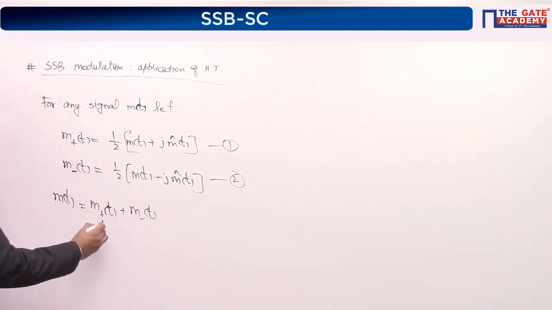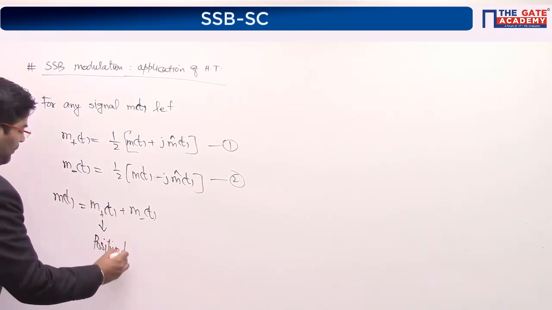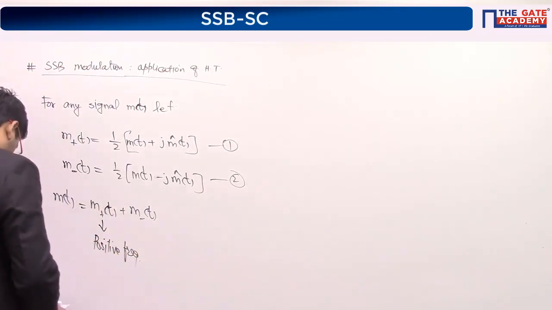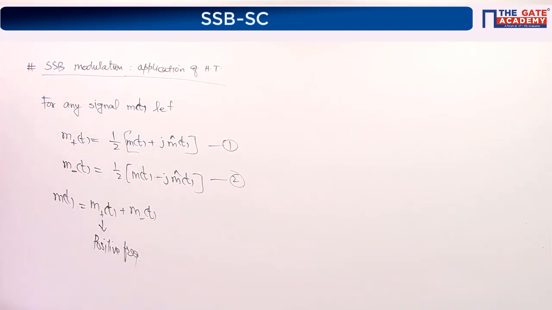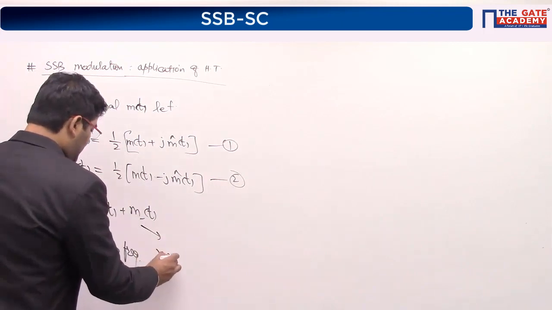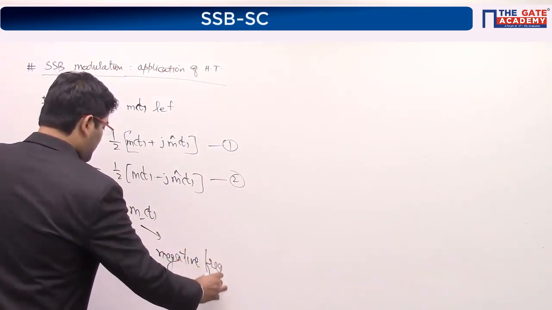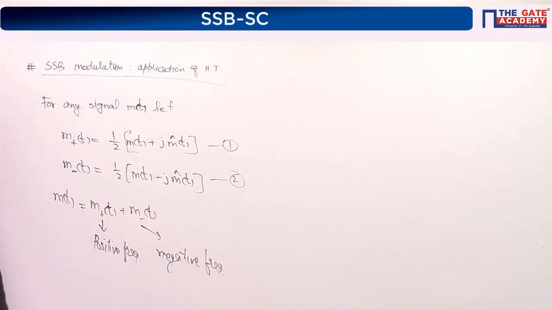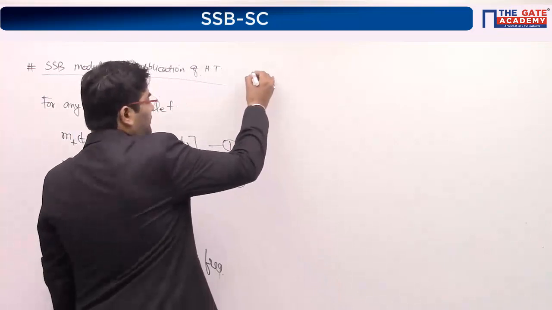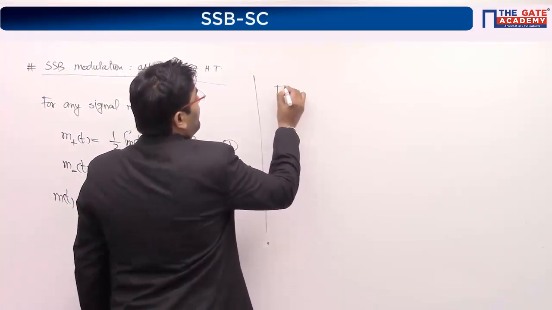This part is known as positive frequency. So we are going to take only positive frequency, right? And this part is showing you negative frequency. Yes or no, guys? Clear? Now what I'm going to do, I'm going to take the Fourier transform.